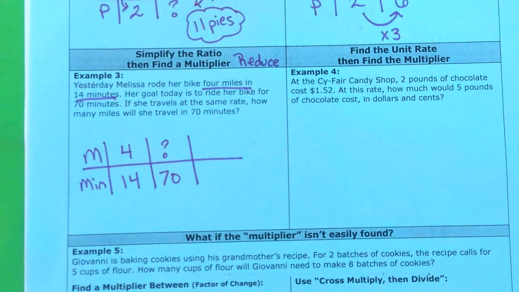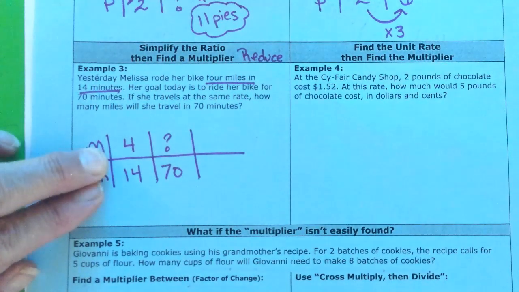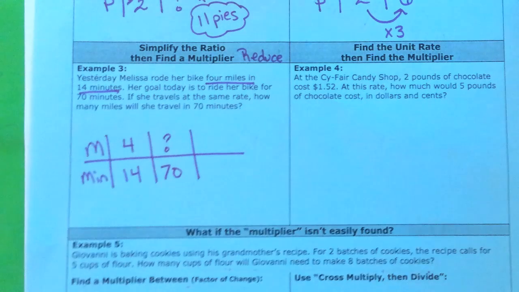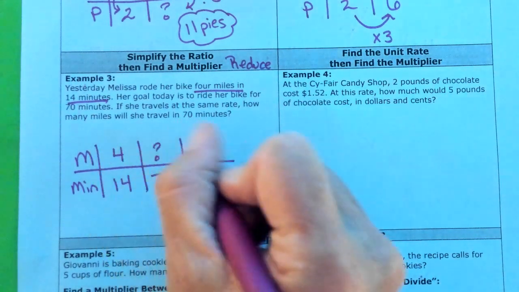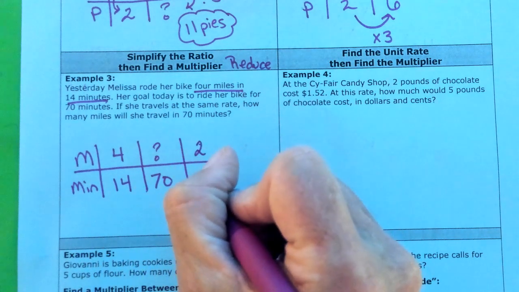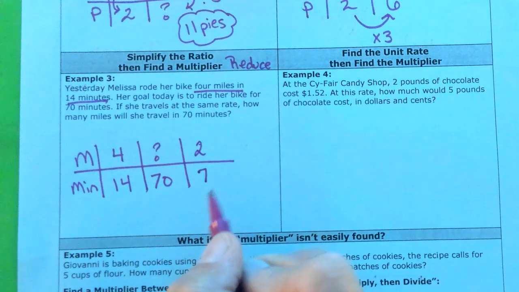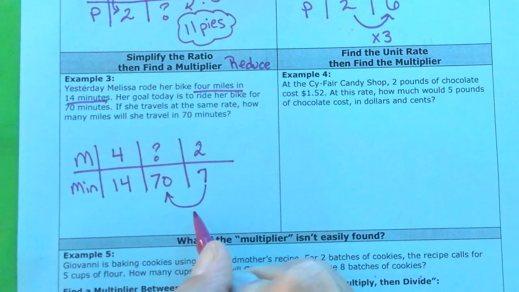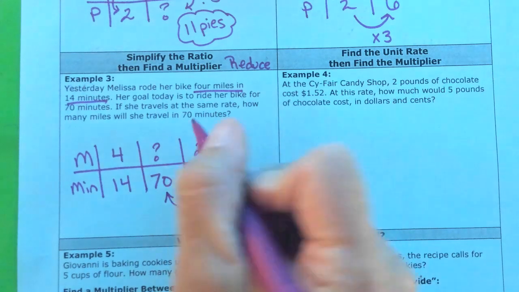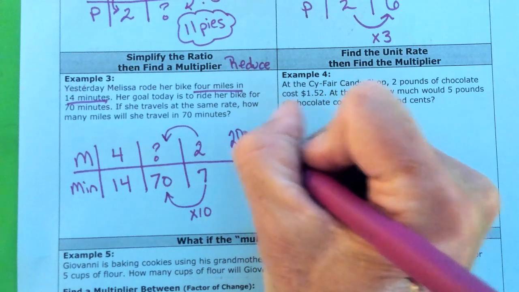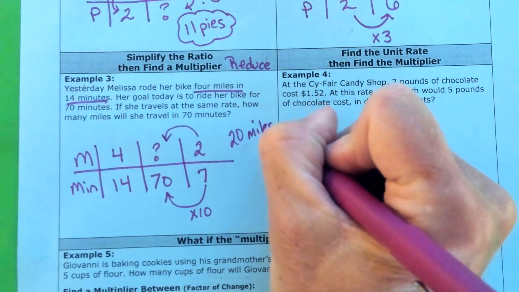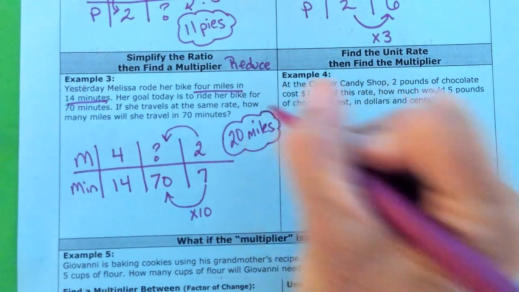Reduce. So we're going to take 4 and 14 and we're going to make them into some smaller numbers, and maybe those numbers can help us out. Divide 4 by 2, I get 2. 14 divided by 2, I get 7. Now 7 is way easier to jump to 70 times 10, and 2 times 10, that's going to be 20 miles. Boom!